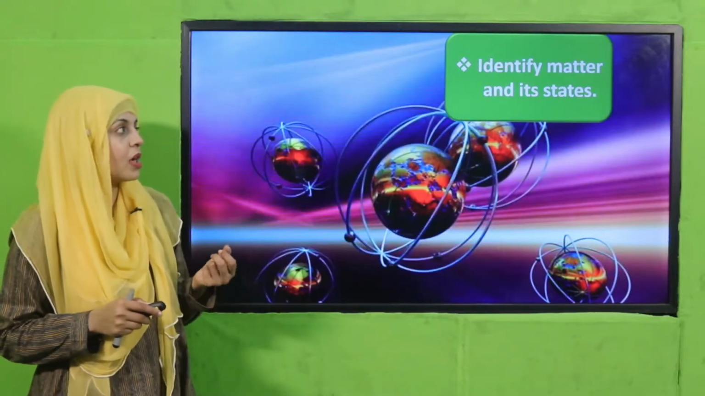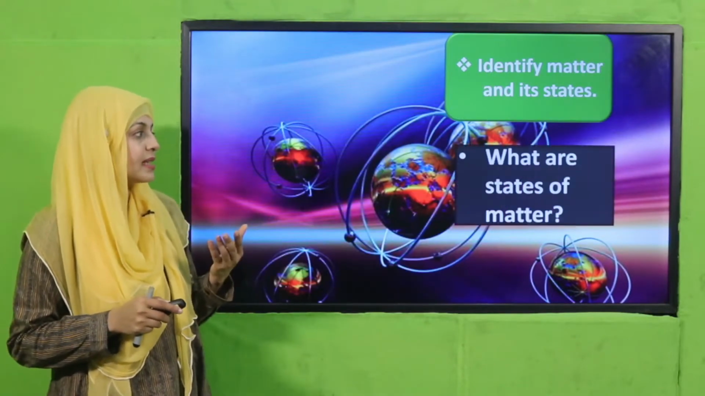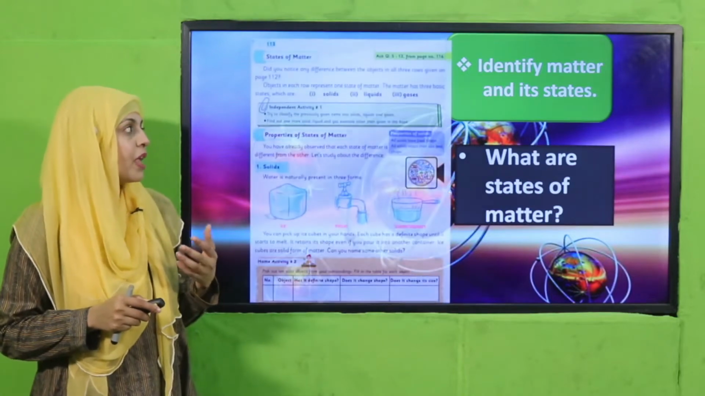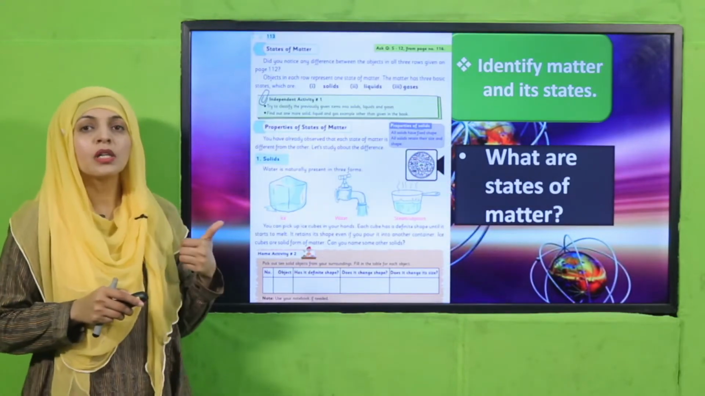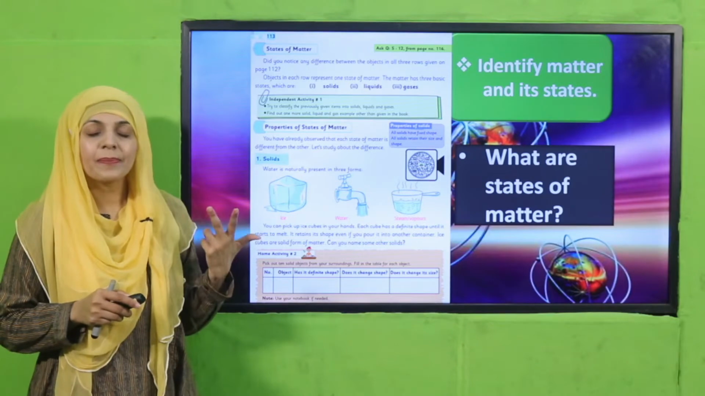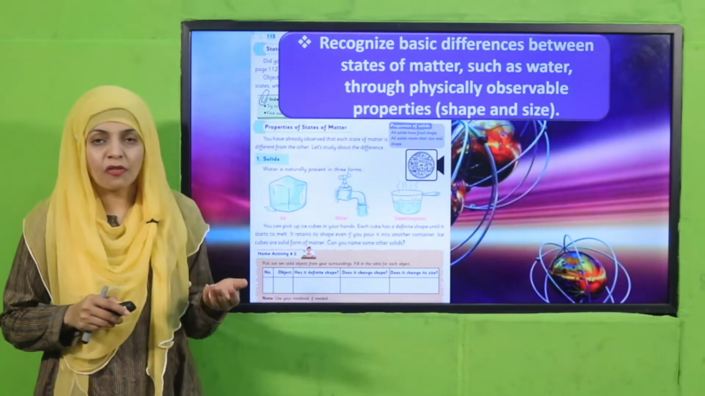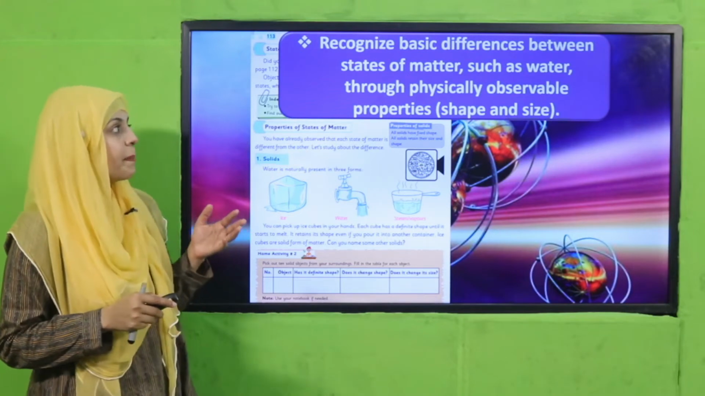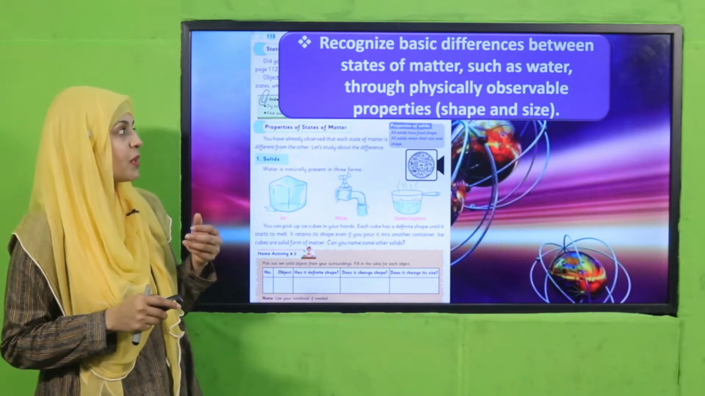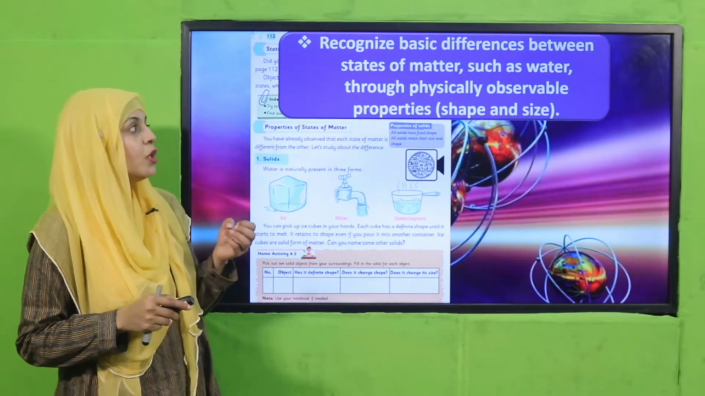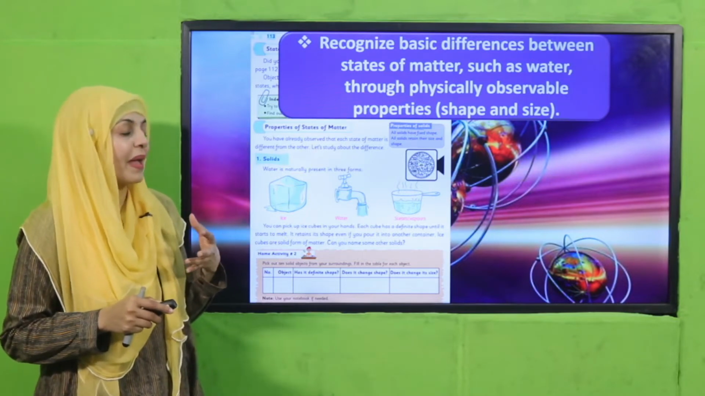So my dear students, फिर हमने identified matter and its states. So what are states of matter? So there are 3 states of matter: solid, liquid and gas. Then we studied about the properties of matter. So we recognize the basic difference between states of matter such as water through physically observable properties, shape and size.